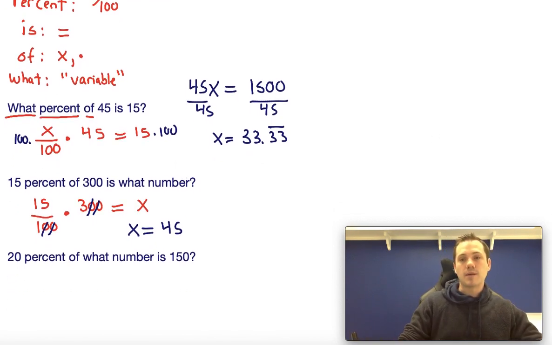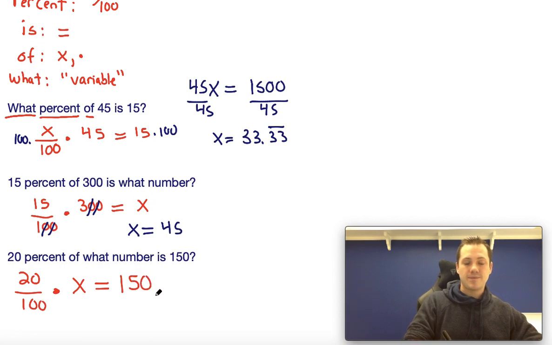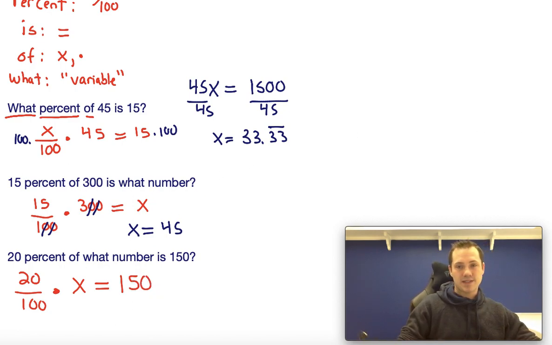Now for this last problem, we're just going to use the same thing again. So 20% means divide by 100. Of means times. What number is x? Is equal to 150. And then if we just want to solve this for x, that's all we have to do.